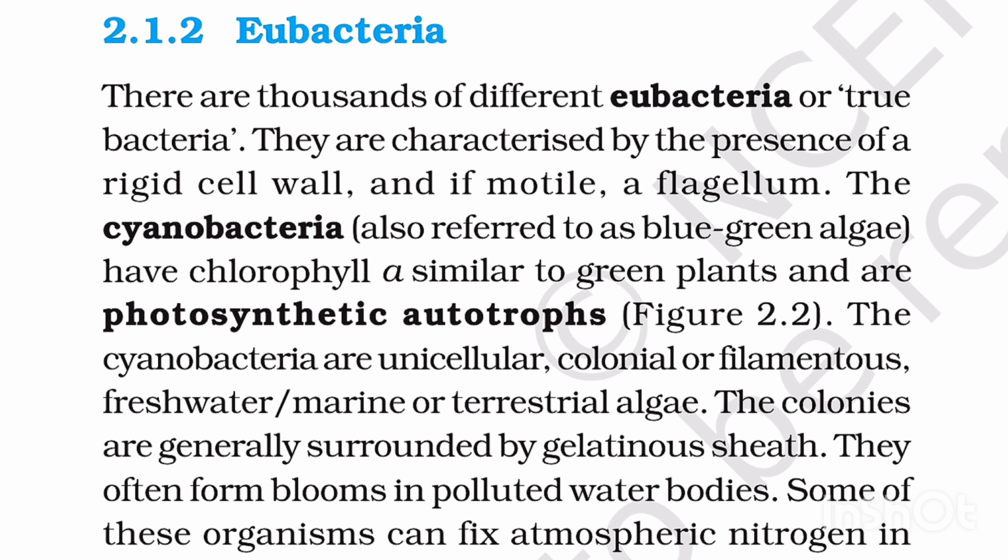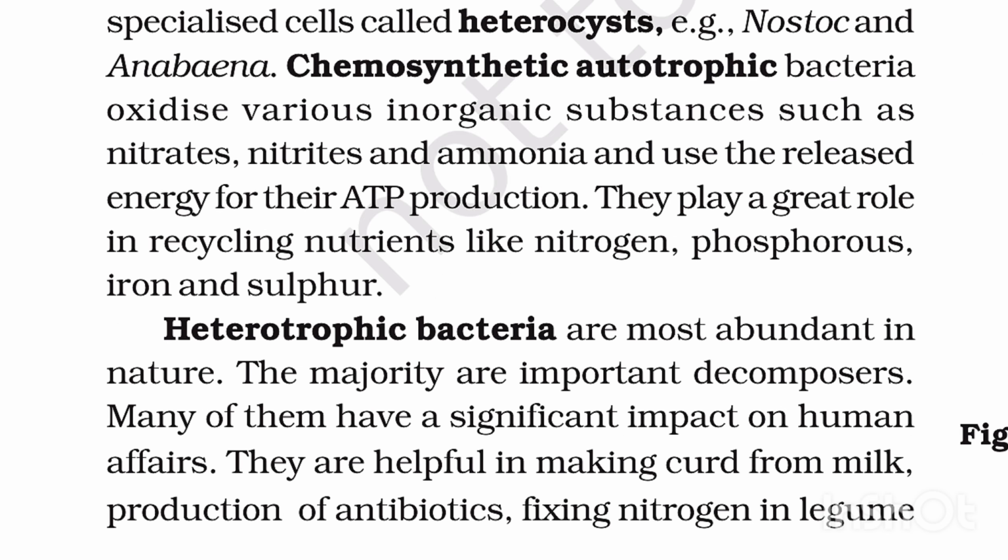Some of these organisms can fix atmospheric nitrogen in specialized cells called heterocysts, e.g., Nostoc and Anabaena. Chemosynthetic autotrophic bacteria oxidize various inorganic substances such as nitrates, nitrites, and ammonia and use the released energy for their ATP production. They play a great role in recycling nutrients like nitrogen, phosphorus, iron, and sulfur.